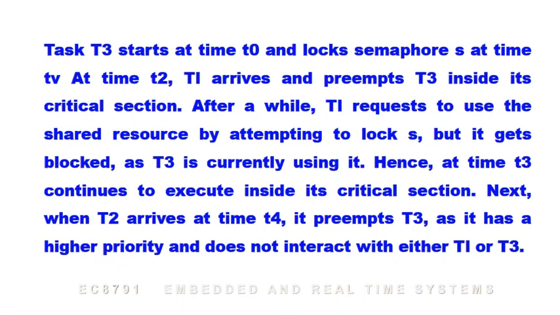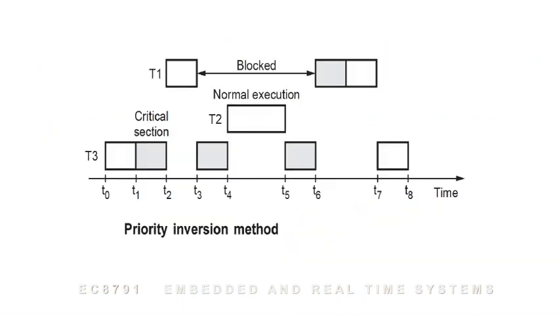Next, when T2 arrives at time T4, it preempts T3 as it has a higher priority and does not interact with either T1 or T3. It is a priority inversion method. Block diagram.